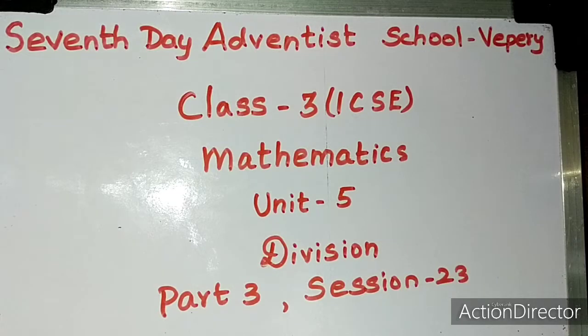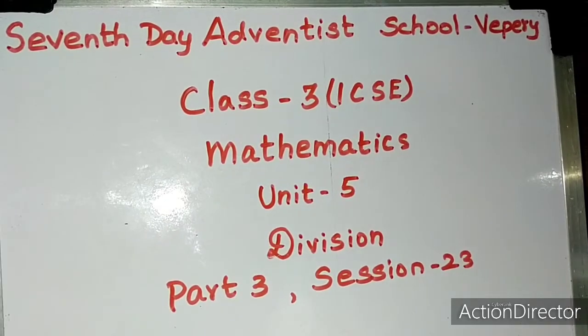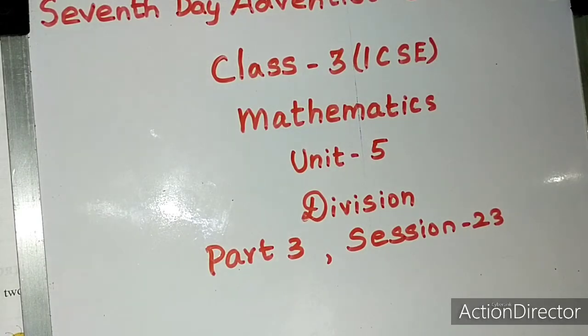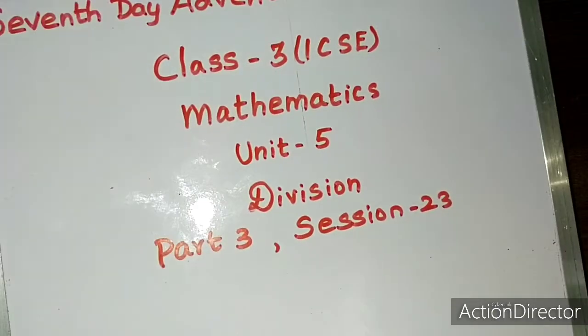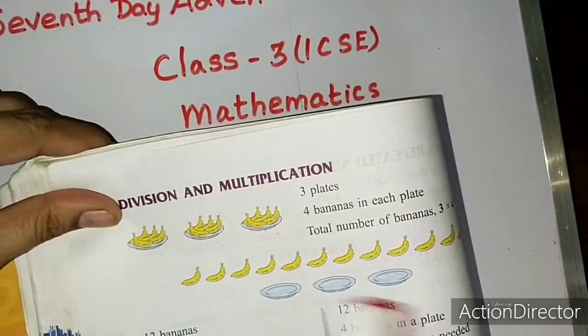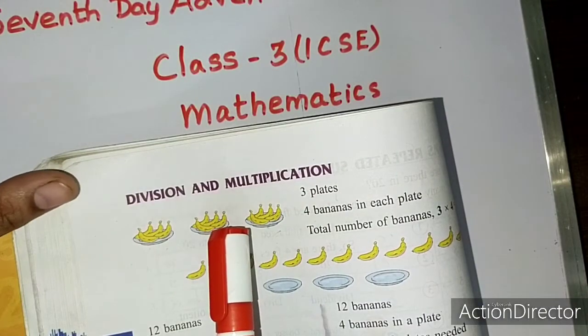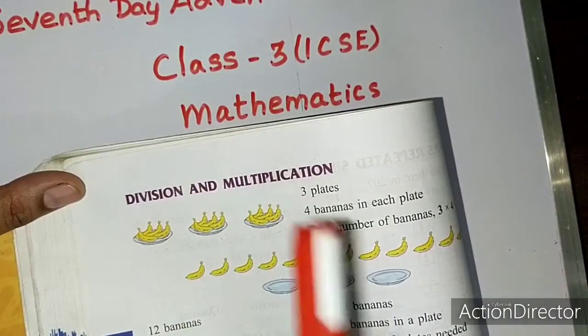Amen. Hello children, today we are going to continue with Unit 5 Division. Last class we studied a few concepts, exercise 5.1 and 5.2. Today we are going to start with the next topic, that is division and multiplication. What is the relationship between division and multiplication?